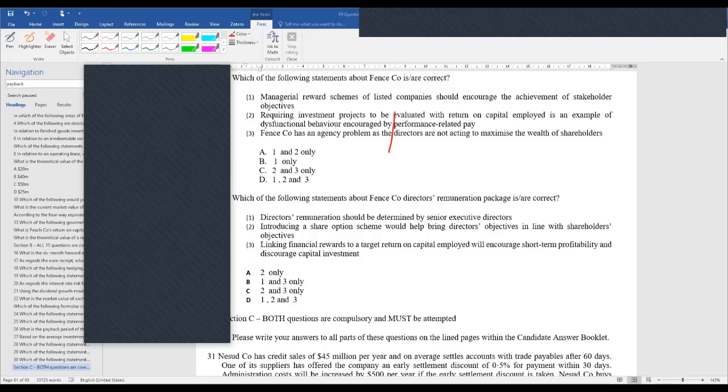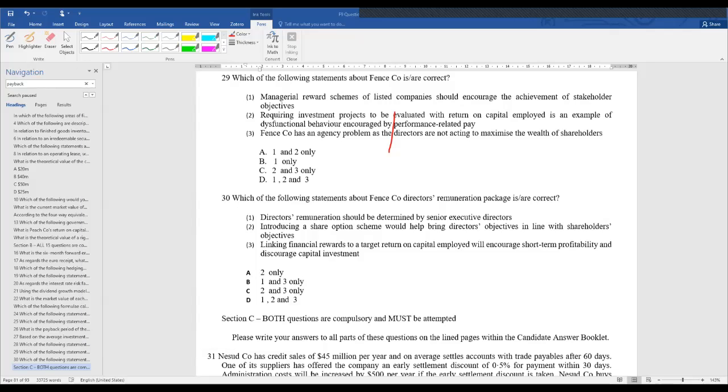Okay, so which of the following statements is correct? Rewards should encourage achievement of stakeholders' objectives. Of course, A is correct, so definitely A is correct. Therefore, C is not correct. Requiring investment projects to be rated with return on capital employed is an example of dysfunctional behavior encouraging performance-related pay.